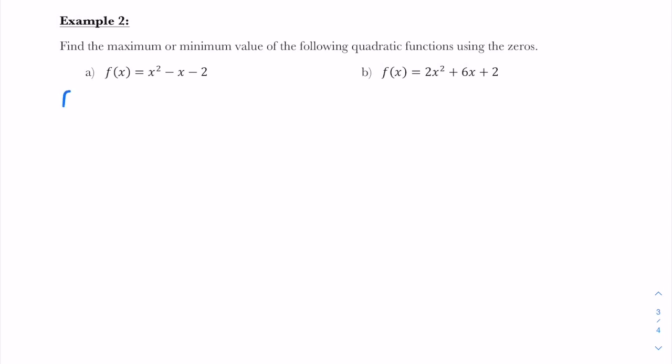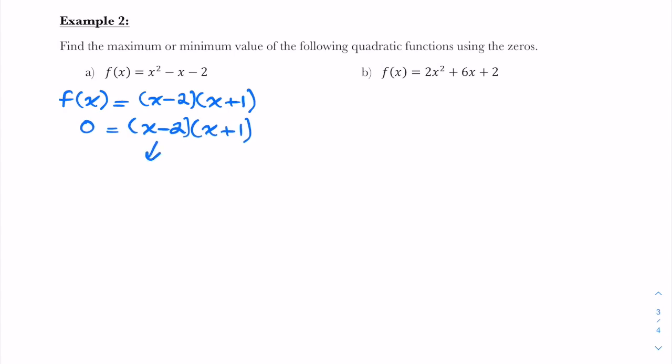If possible, we should always factor because it's definitely easier. So here's a simple trinomial. We want two numbers that multiply to negative 2 and add up to negative 1. Those two numbers are negative 2 and positive 1. Now that we factored it, we set our quadratic function equal to 0 and solve by factoring. So it's already factored. This is going to lead to two solutions. One value of x is positive 2, and the other value of x is negative 1.